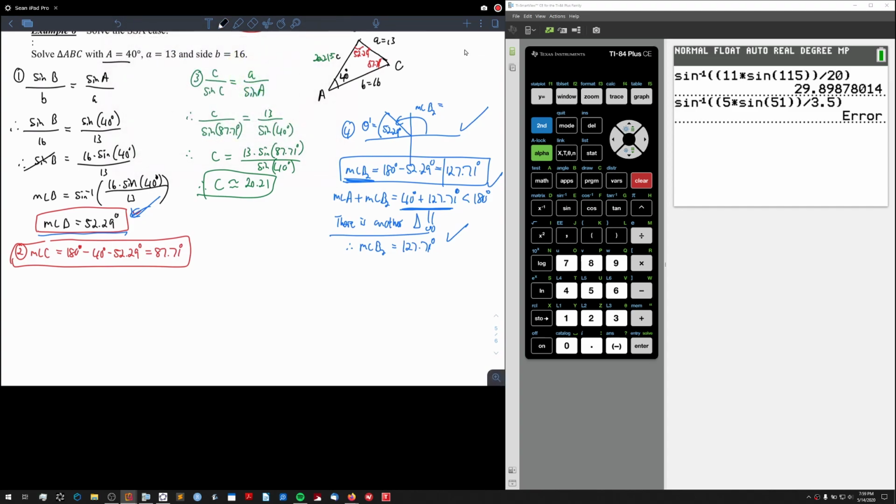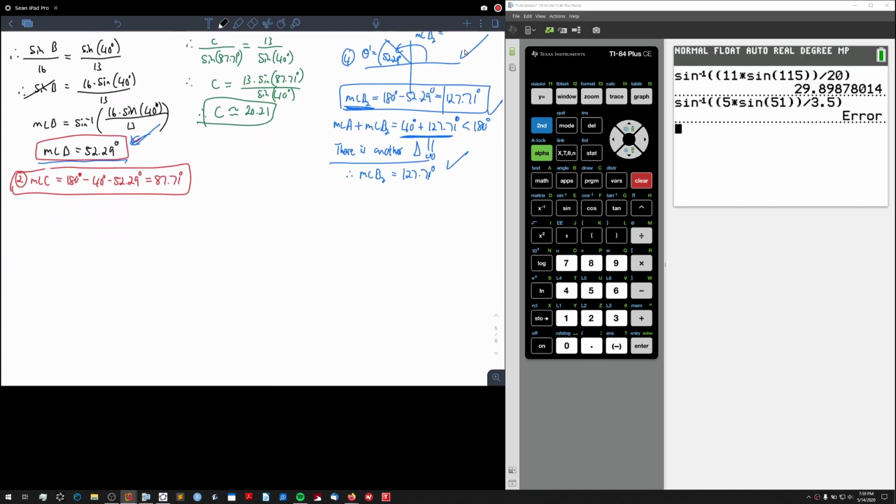Okay, so for my second triangle, I'm going to say measure of angle A is still what I was given. I can't change that. But measure of angle B2 now is 127.71 degrees. Now I can use that to find the third angle, which is C2. This would be my angle C1, my side C. So now I have to find an angle C2 and a side C2. The measure of angle C2 would be 180 minus the 40 minus the 127.71 degrees. And if you do that, you get 12.29 degrees.